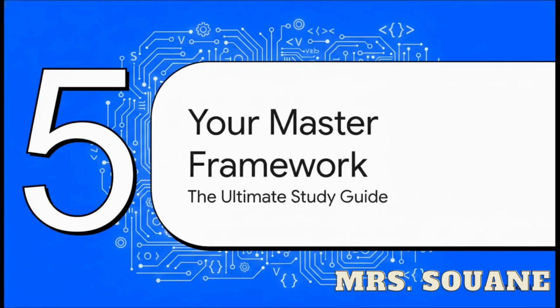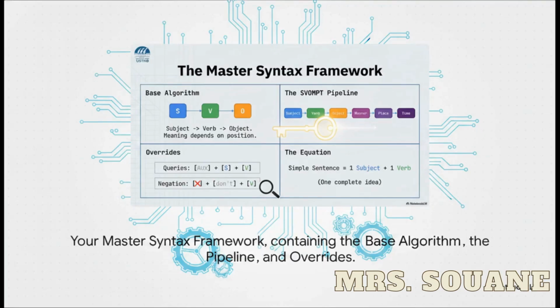All right, we have covered a lot of ground. We've looked at the components, the base algorithm, and all the operational overrides. So now, let's pull everything together into a single, powerful framework. Think of it as your personal cheat sheet for English syntax. And here it is, the entire system, all on one slide. This is your master syntax framework. It's got the S.V.O. base algorithm, the SVOMPT pipeline for adding all those extra details, and the overrides for questions and negations. Seriously, this is your go-to guide for engineering correct English sentences from now on.